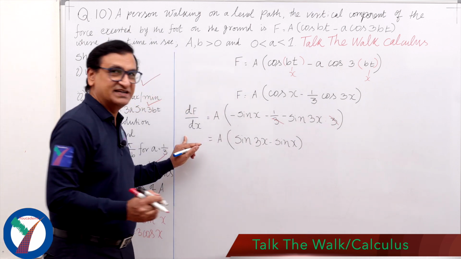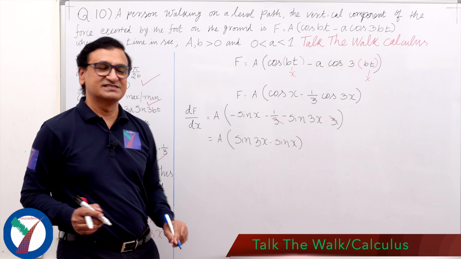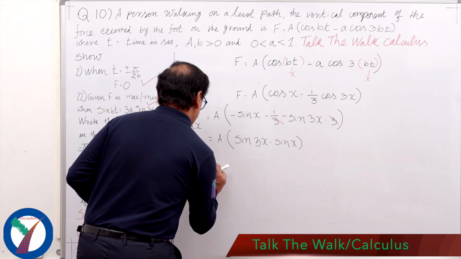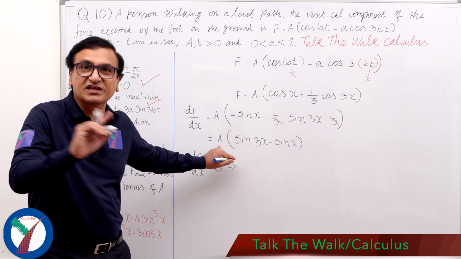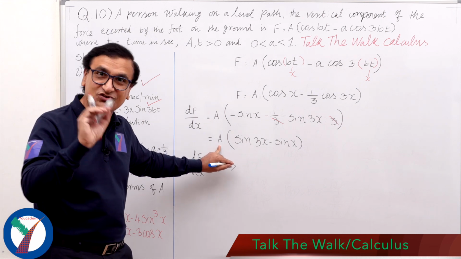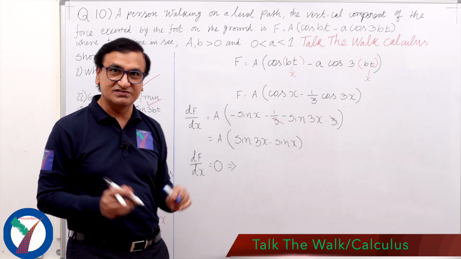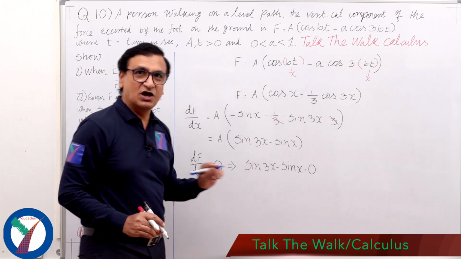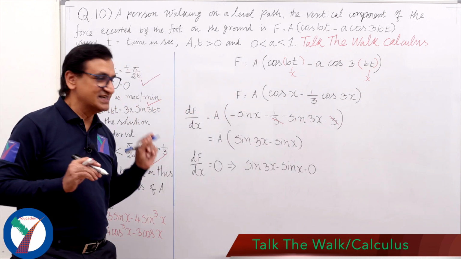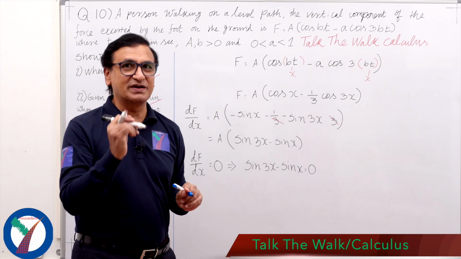And we have to set df by dx equals 0 and solve for x. Which implies, since A is not equal to 0, as per definition, we can write sin 3x minus sin x equals 0. Okay, now we already know the solution for this. The solutions are x equals 0 and plus or minus pi by 4.